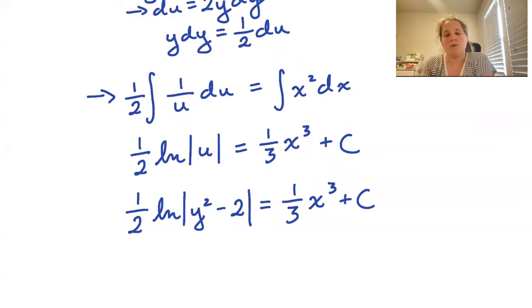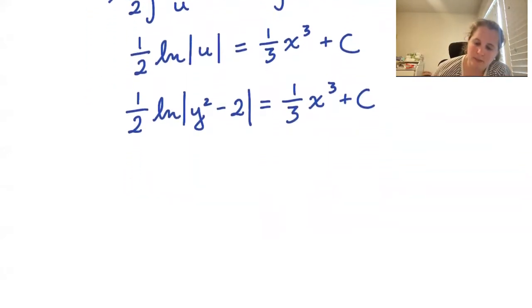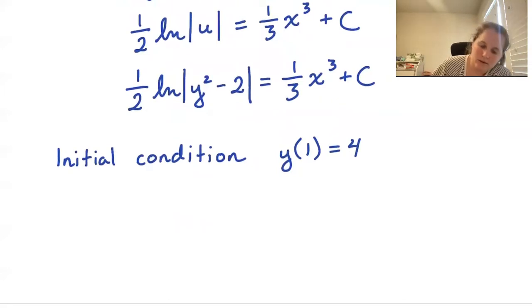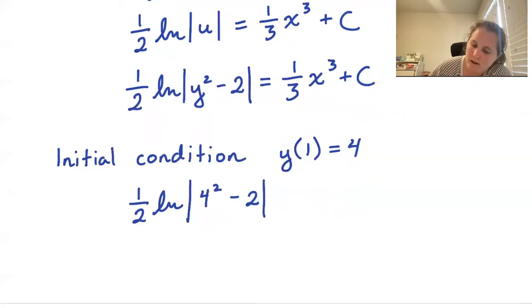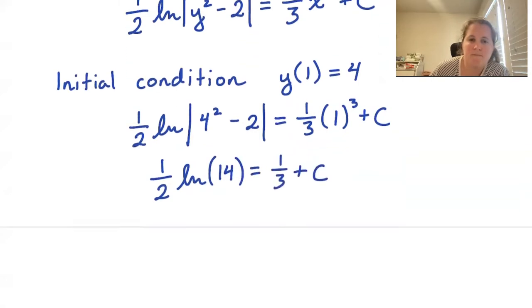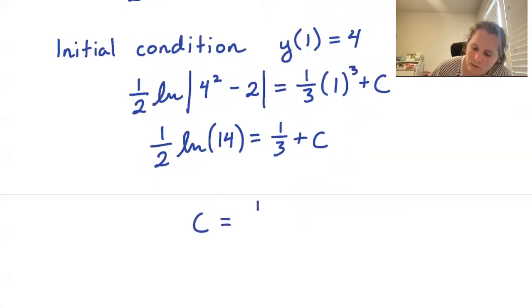We could theoretically rearrange this and solve for y, not completely, but we don't necessarily have to. So now if I have the initial condition y of 1 is equal to 4, we have 1/2 times the natural log of 4 squared minus 2 is equal to 1/3 times 1 cubed plus c. So we have 1/2 times the natural log of 14 is equal to 1/3 plus c, or c is equal to 1/2 times the natural log of 14 minus 1/3.